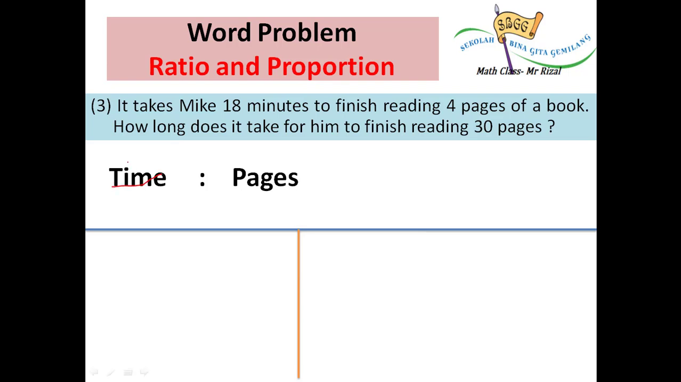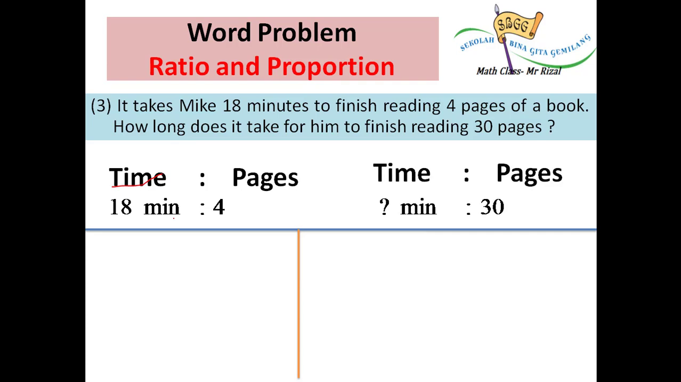But now let's follow me. Time and pages. The time here is the 18 to 4. It means that in 18 minutes, Mike can finish 4 pages. What's the question? 30 pages. So the time now is minutes. What changed? Okay, so if I write 18 minutes equal to 4 pages, that's the meaning of this.